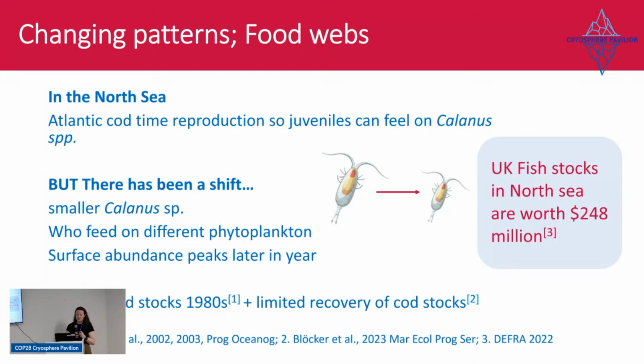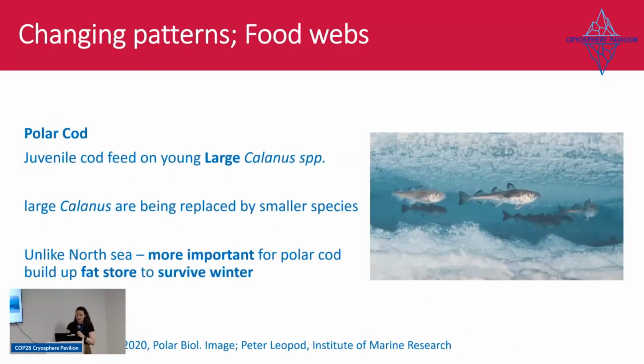So in the North Sea, we've seen that Atlantic cod reproduction has been impacted because of some calanus species switching to a smaller calanus species, and this has led to a crash in cod stocks in the 1980s. And it's also been projected to effectively limit cod recovery as well, because they don't have as many of these really nutritious fats to rely on. A similar thing is happening in the Arctic with polar cod.